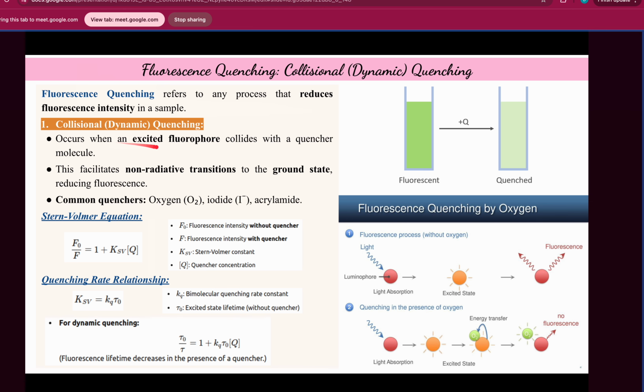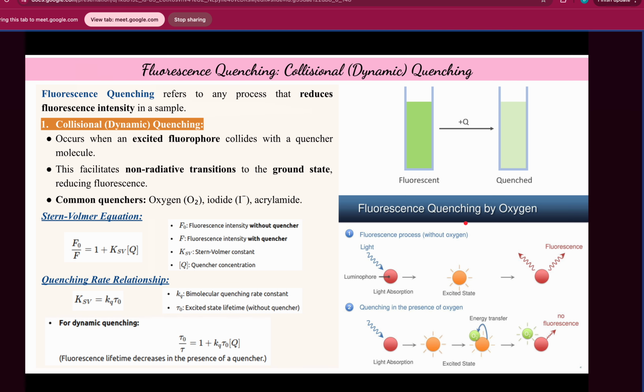Collisional quenching occurs when the excited fluorophore collides with the quencher molecule. A quencher is a molecule which quenches the light which is emitted. If there is a collision between them, this will facilitate non-radiative transitions to the ground state, reducing the fluorescence. Common quenchers are oxygen, iodide and acrylamide. In fluorescence you have a higher intensity of light, and in the case of quenching, the light is not emitted, so the intensity is low.